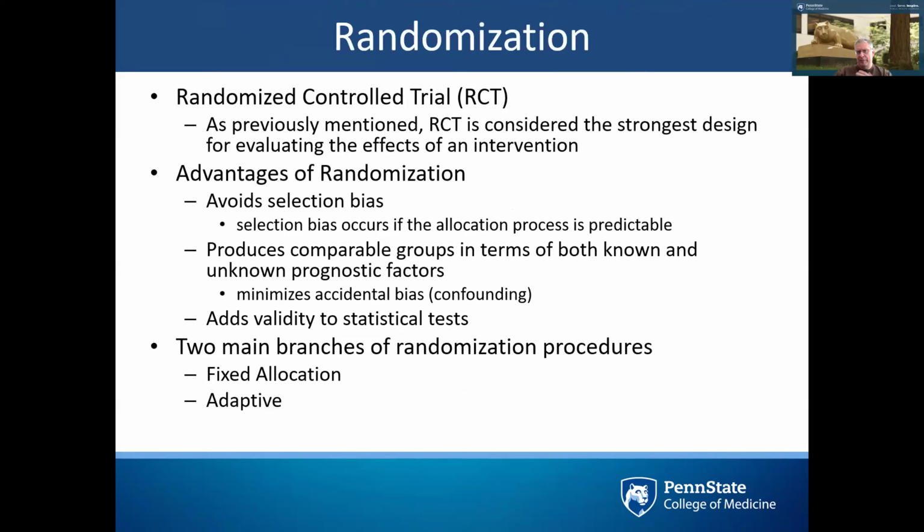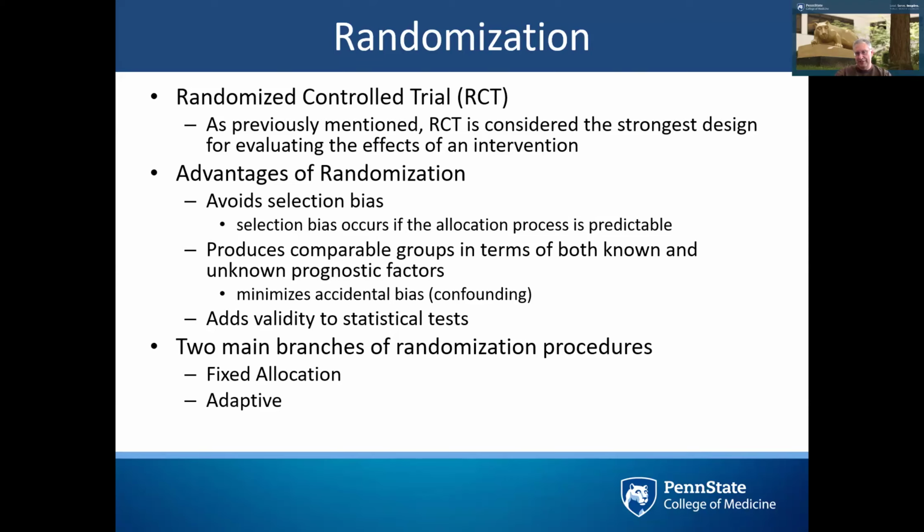And I mentioned this briefly, but then we have randomization. What does it help do? RCT is, again, the strongest for evaluating effects of an intervention, especially in causality trials. Advantages of randomization: it avoids selection bias, which occurs if the allocation process is predictable. It produces comparable groups in terms of both known and unknown prognostic factors, so it minimizes accidental bias or confounding.